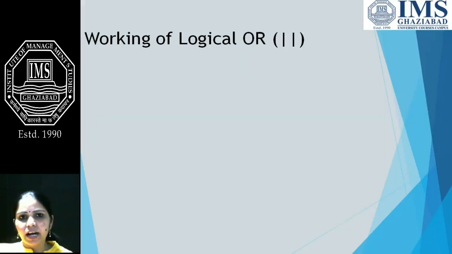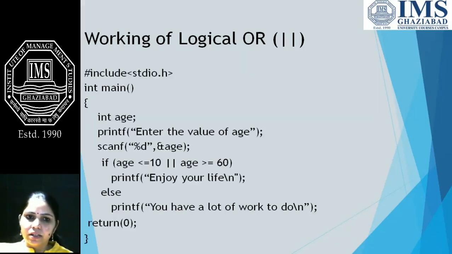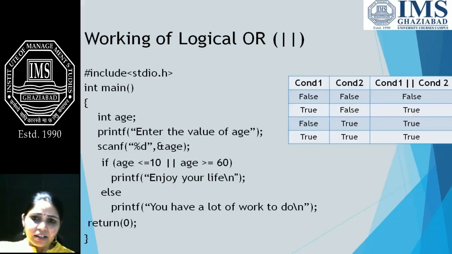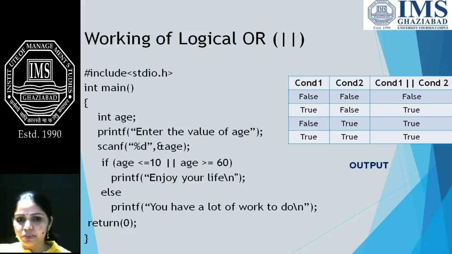Next, we have the working of logical or. Here I have written if age is less than equals to 10 or age is greater than equals to 60. Printf, enjoy your life. Else printf, you have lot of work to do. Now logical or. For logical or, if one of the conditions is true or both the conditions are true, then the condition is true. That means if both the conditions are false, then only the total condition would be false.